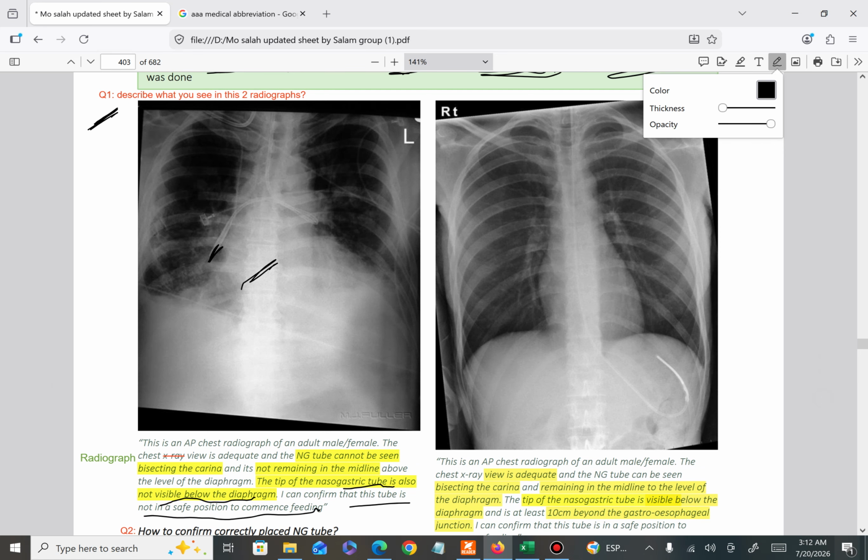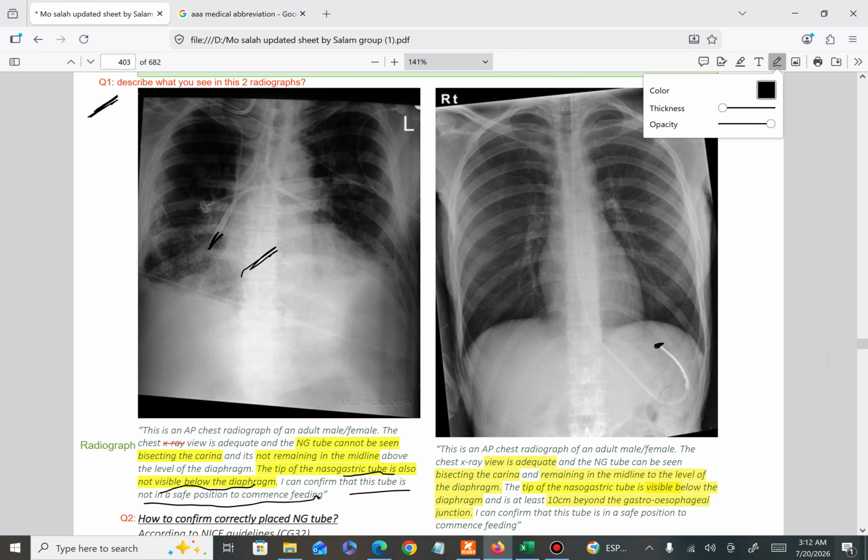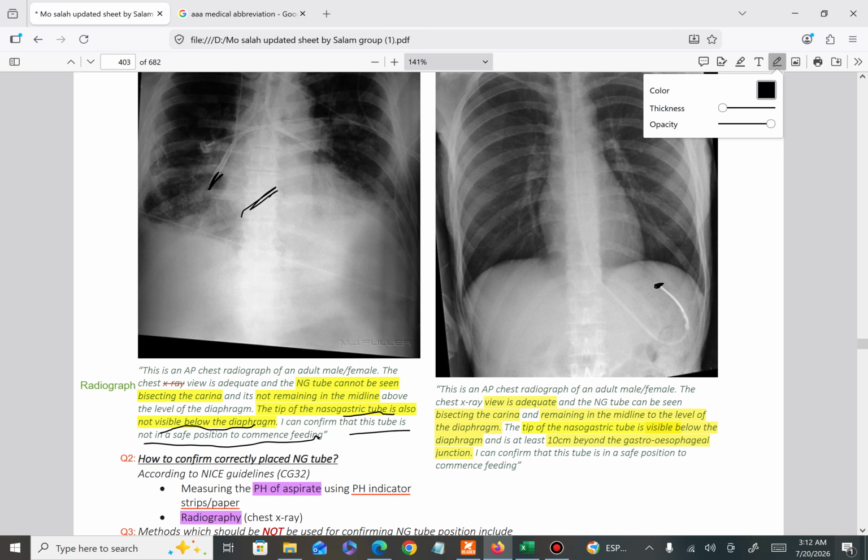While in this radiograph you can see the tip is crossing, or it is visible below the diaphragm, so it is a safe position to commence feeding.